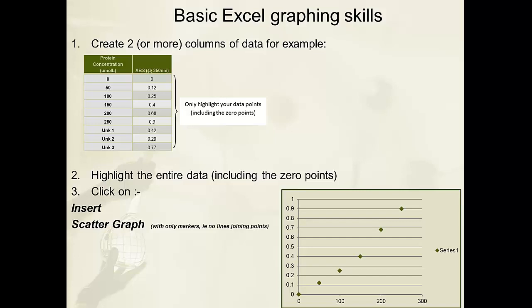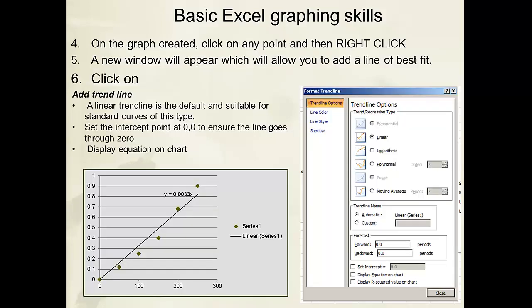So you take your two columns of data, for example, highlight the entire data, including 0 points, click on Insert, Scatter Graph, okay, and then from there you'll get your basic scatter graph, okay? And if you right click, you can add a line of best fit, you can add a trend line, and you can also display the equation on the chart.